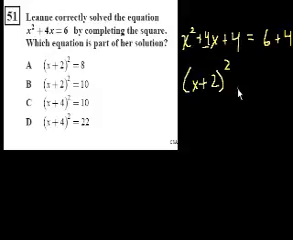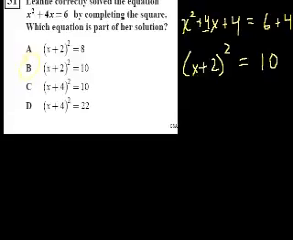Anyway, so this is x plus 2 squared, and it's going to be equal to 6 plus 4, which is equal to 10. And that is choice B. Choice B. I think we have time for one more. One more problem. Problem 52.